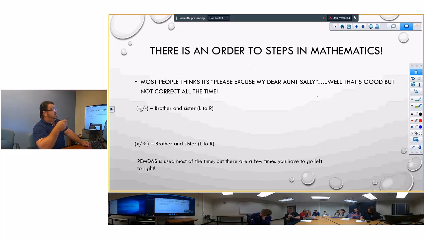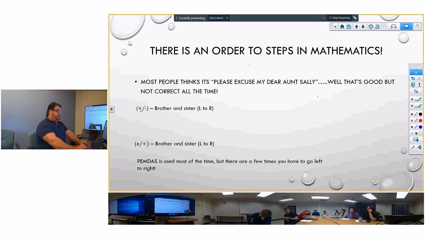And I guarantee you somebody in one of these 3 rooms has never seen that before as a rule of mathematics, or they've forgotten it, one of the 2. If you have 3 plus 4 minus 2 times 6, you do left to right first. 3 plus 4 is 7. 7 minus 2 is what? 5. 5 times 6 is 30. Not a lot of people remember that. So you got to make sure you remember that.